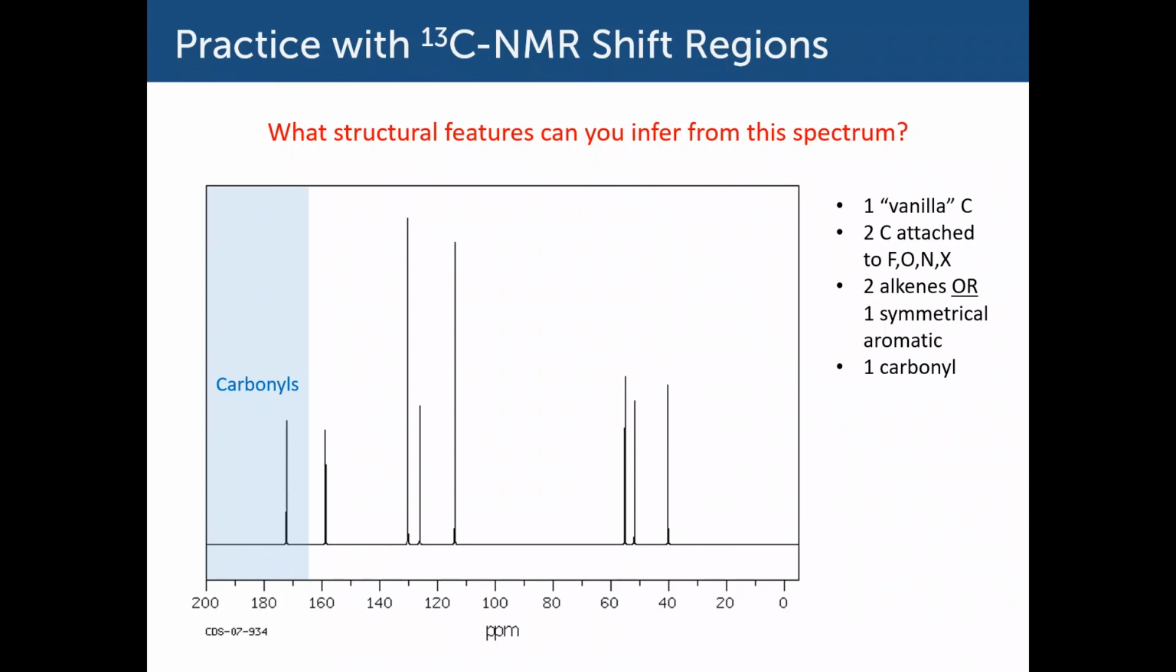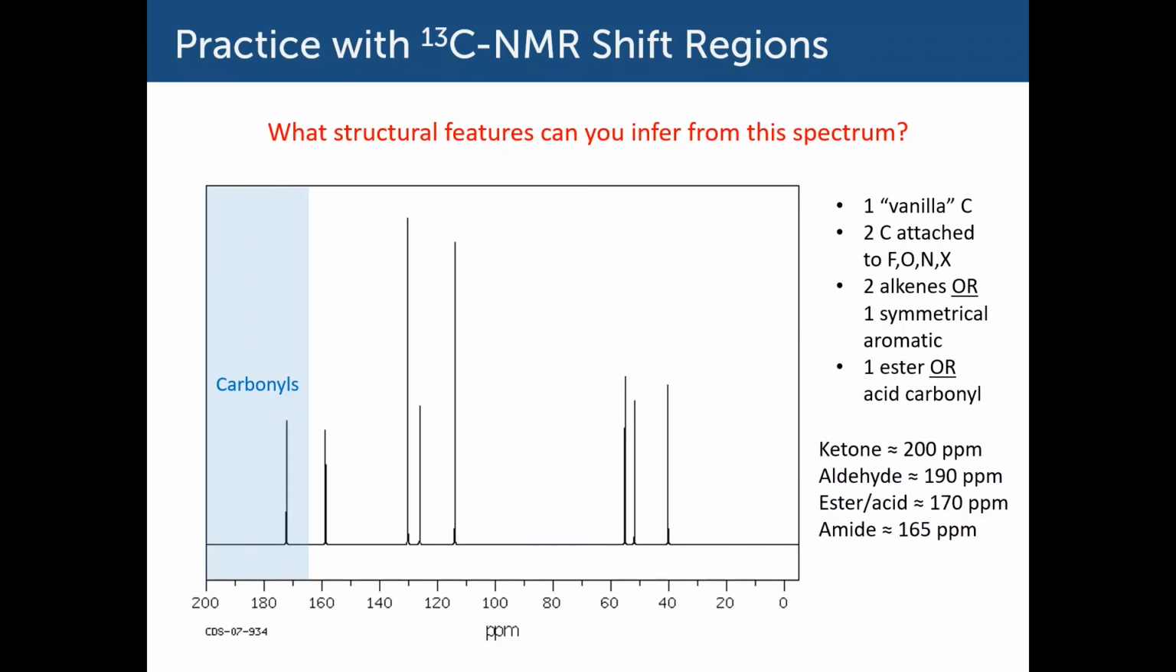And then finally, we can see that there is a signal in the carbonyl region, but we don't know what kind of carbonyl yet. And again, here we can use chemical shift reference information to have a good idea about what kind of carbonyl functional group is present in the structure. Ketone carbons come at about 200 ppm. So this is definitely not a ketone. We're way outside that part.